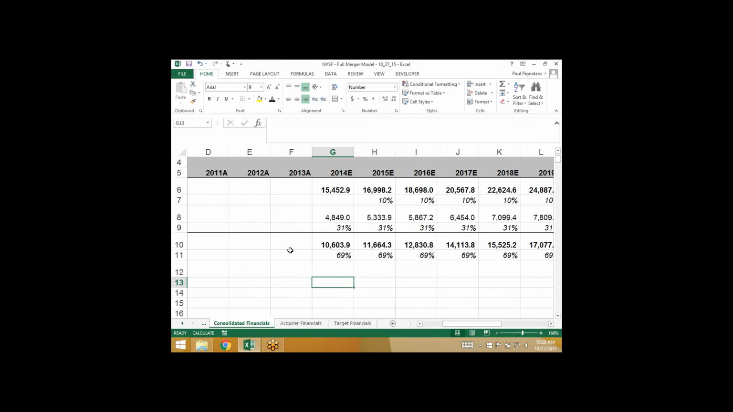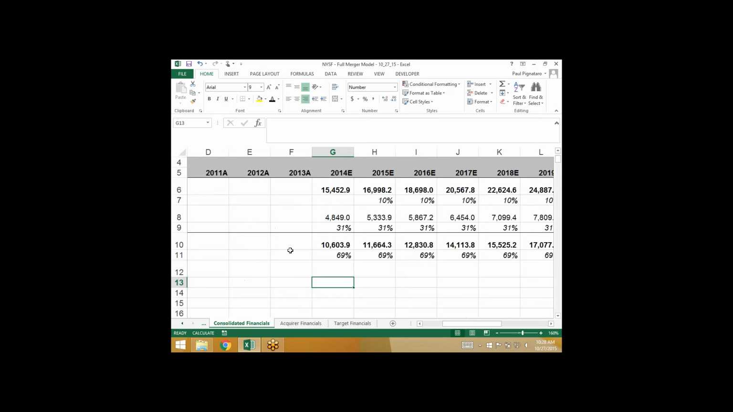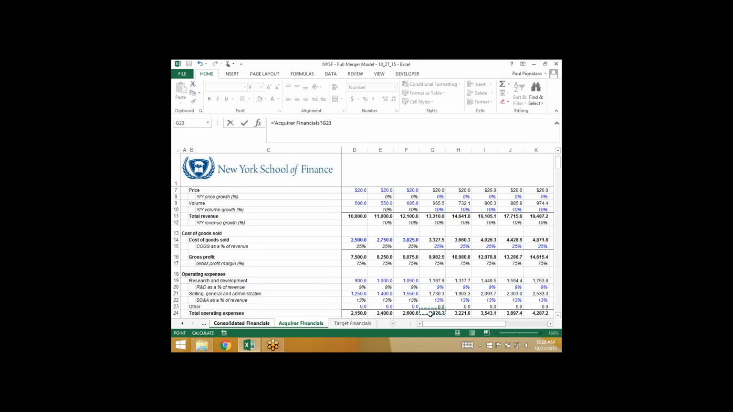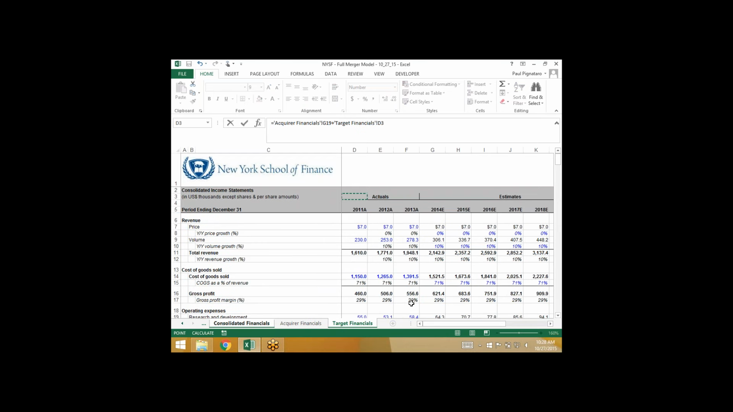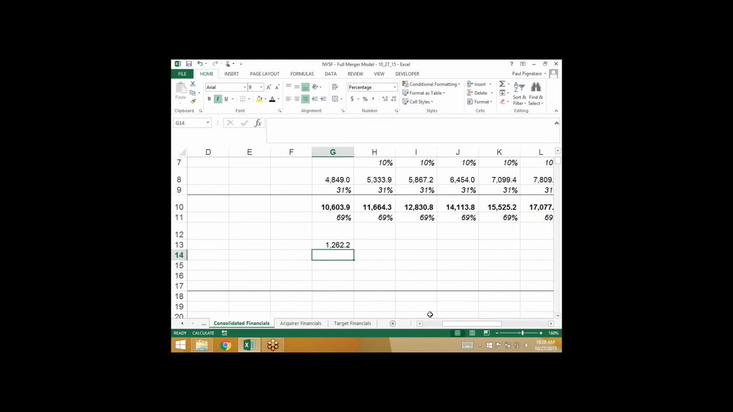Research and development. So all our operating expenses, again, OPEX, acquirer plus target. So I'm going to take research and development, acquirer research and development, plus target research and development. Again, it's nice here because we've made the line items match up exactly. If they don't, we'll have to look into that further. Copy that to the right.